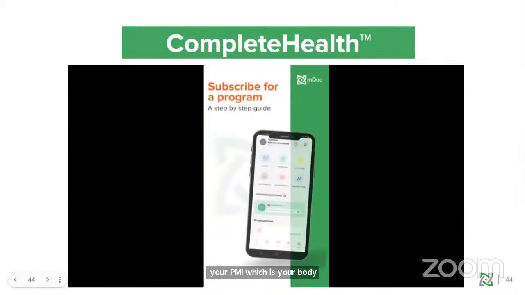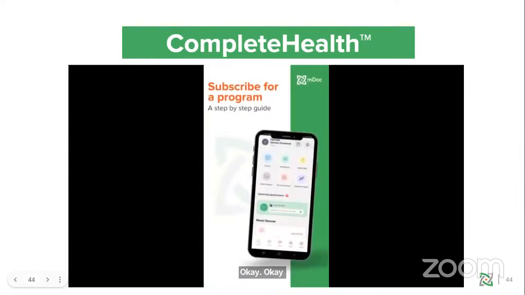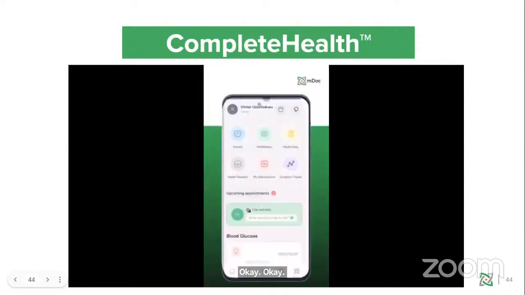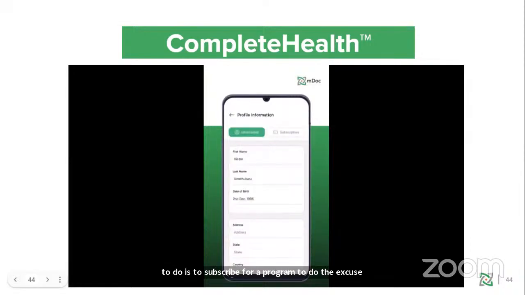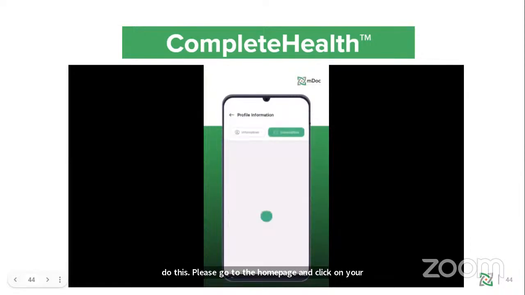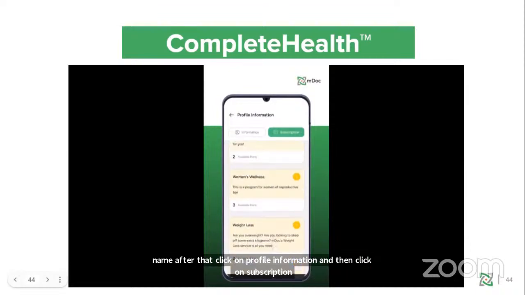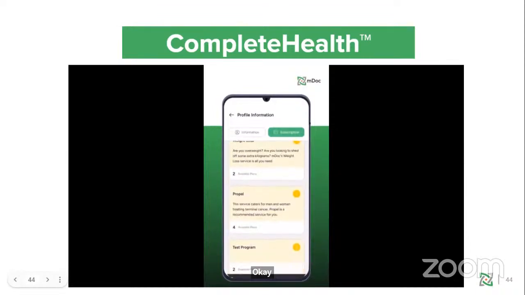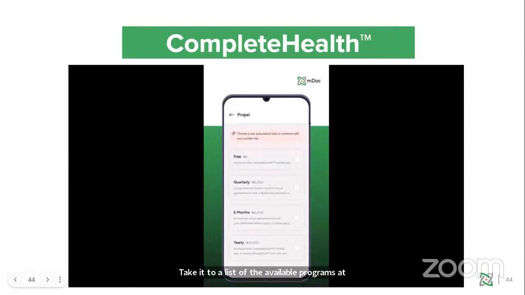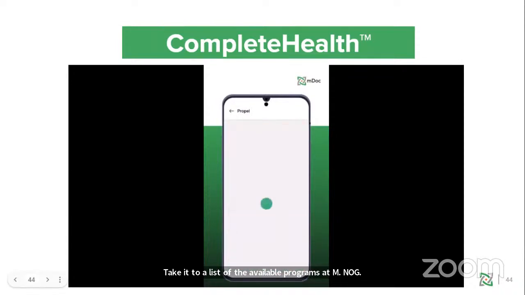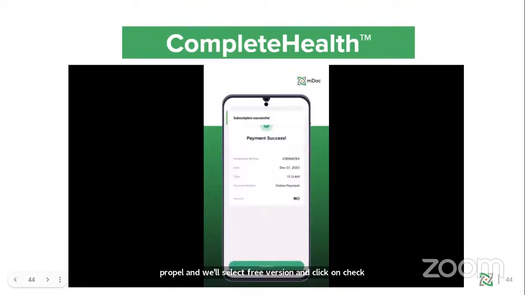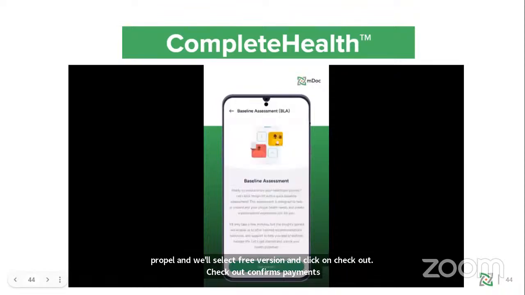So after signing up, the next thing to do is to subscribe for a program. To do this, please go to the home page and click on your name. After that, click on profile information and then click on subscriptions to the right. This will take you through a list of the available programs at MDOC. So for the purpose of this video, let's select Propel, and we'll select the free version and click on checkout. Checkout confirms payment and immediately takes you to fill out a BLA, which is your baseline assessment.